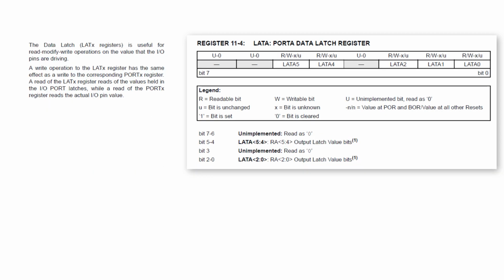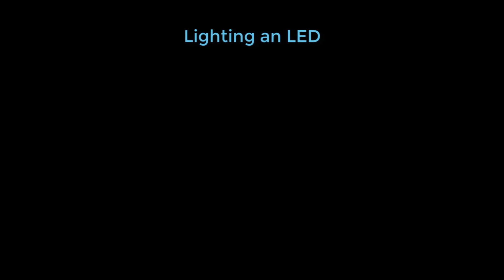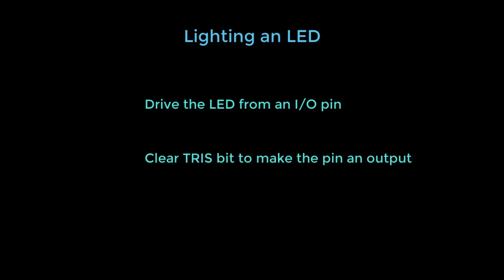When a pin has been configured as an output, that pin will be driven high if the corresponding bit in LAT A is set to 1. So for example, if RA1 has been configured as an output pin, setting bit 1 of LAT A to 1 will drive RA1 high. So to light an LED, we need to connect it to one of the I/O pins, clear the corresponding TRIS A bit to configure that pin as an output, and set the corresponding bit in the LAT A register to drive the pin high.